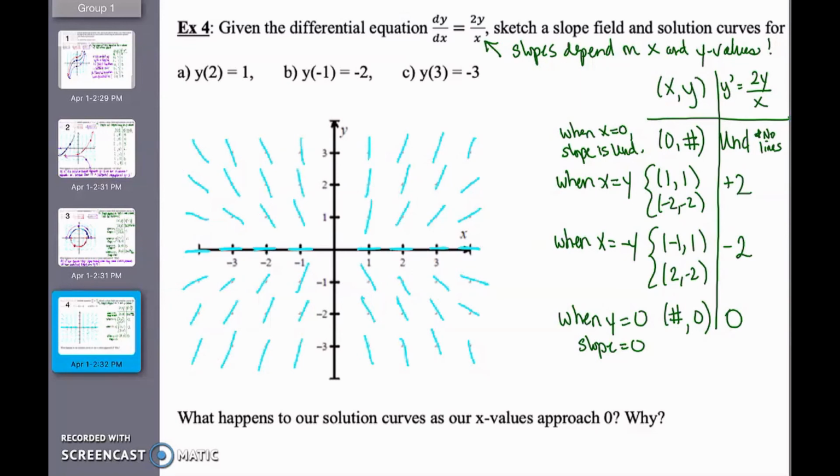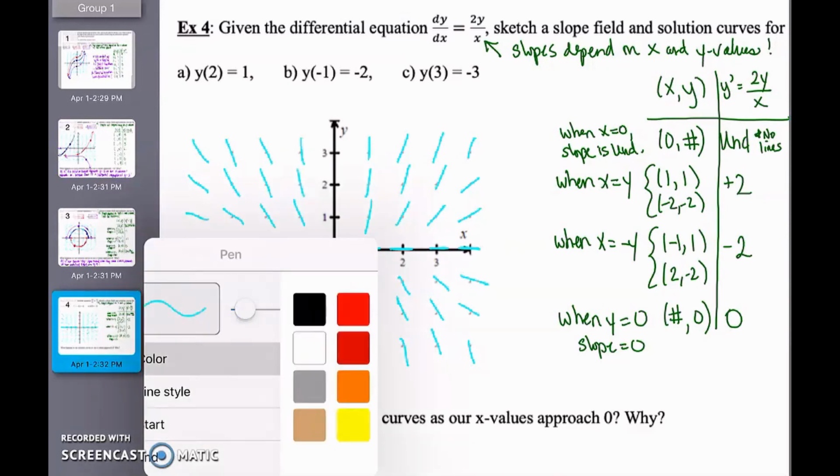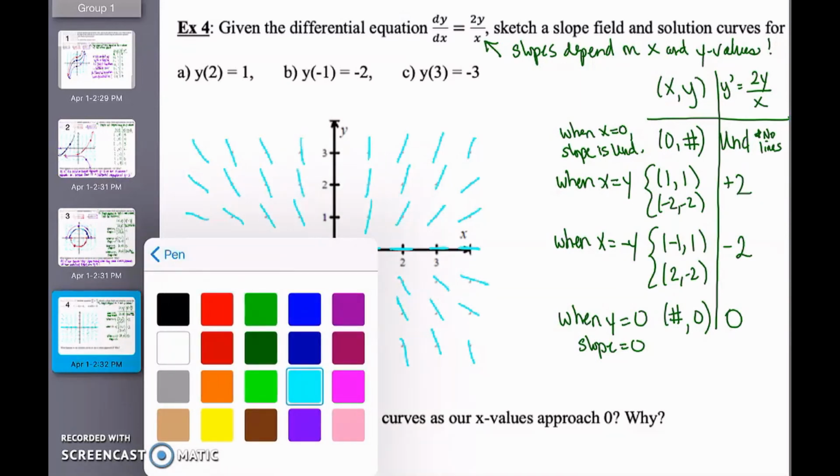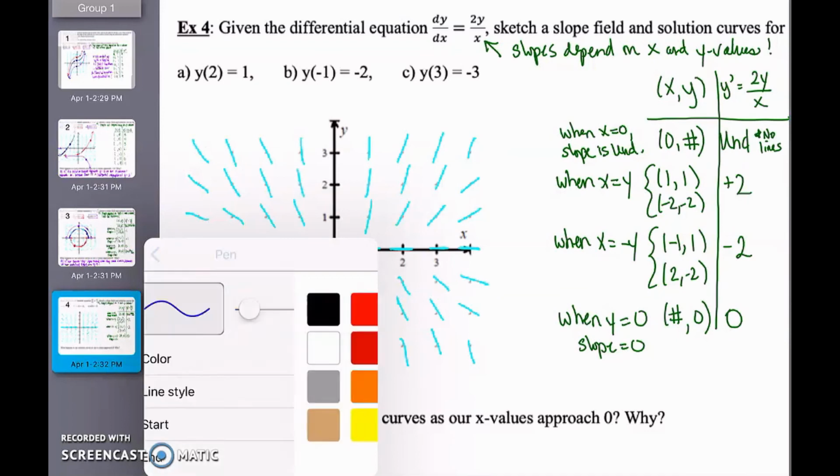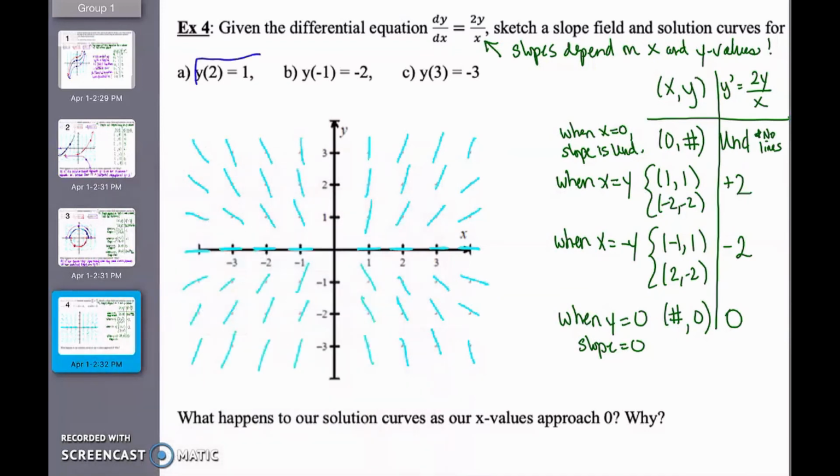So now that we've got these, the last thing that we need to do is sketch our solution curves based on those initial values that were given. My first initial value is y of 2 equals 1, which means when x is 2, y is 1. So that point is going to be right there. And if I follow my slopes, it's going to go up. But then it's going to come down and I'm about to hit the undefined zone. So I need an open circle right there.